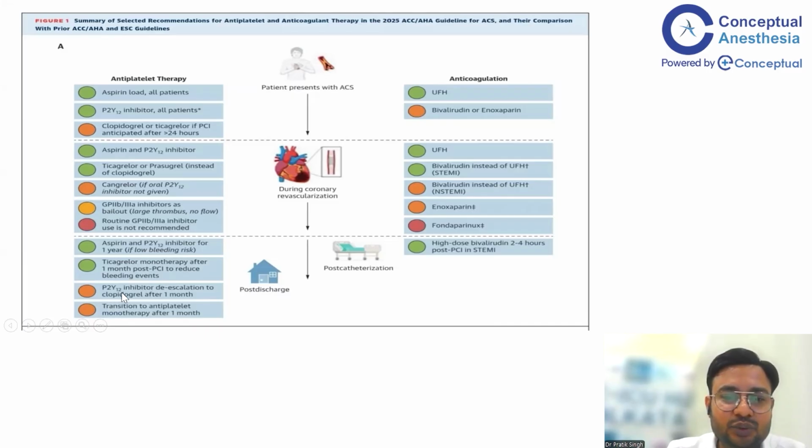And P2Y12 inhibitor de-escalation after clopidogrel, these are all not good recommendations. High dose bivalirudin 2 to 4 hours post PCI in STEMI has to be continued when the patient is in the hospital.